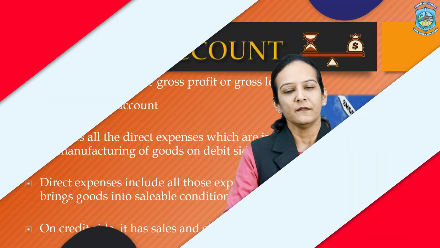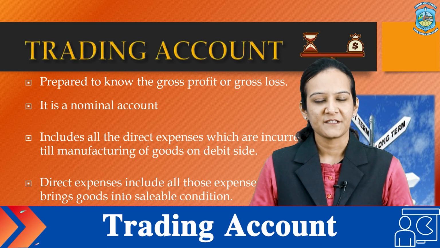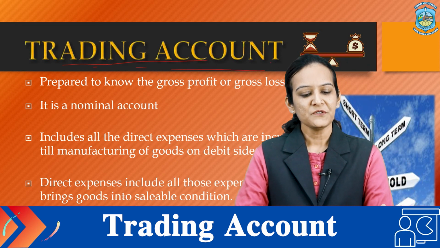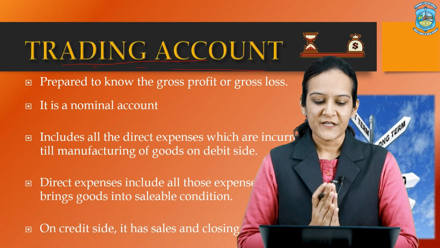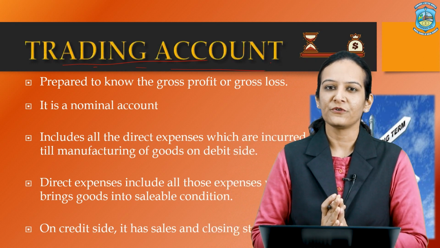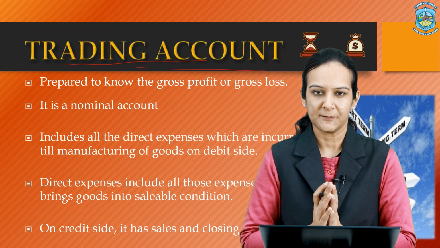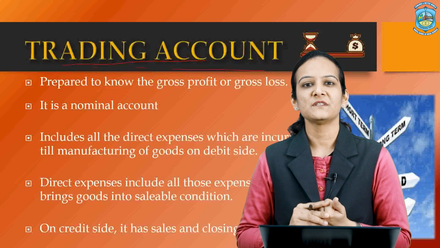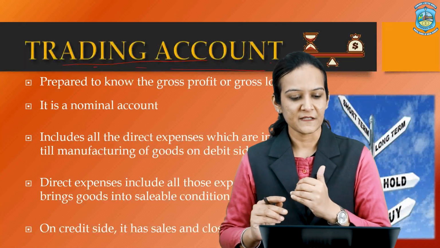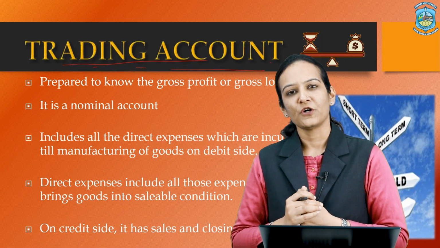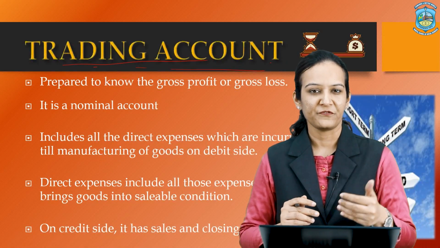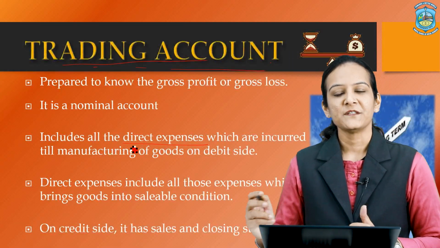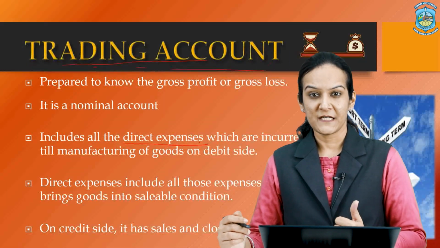Now, after the objectives, let us understand the first type of final account, that is the trading account. The basic objective of preparing the trading account is to know the gross profit or gross loss of the business. It is a type of nominal account. We know that nominal accounts are the accounts that record all the expenses and the incomes. So, since the trading account is a type of nominal account, it records the different types of expenses and your incomes.